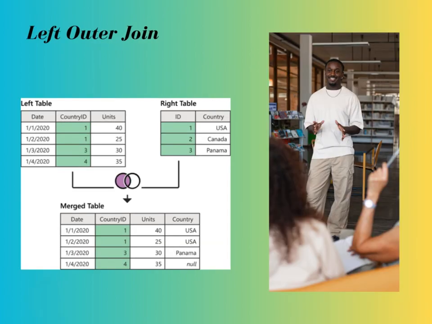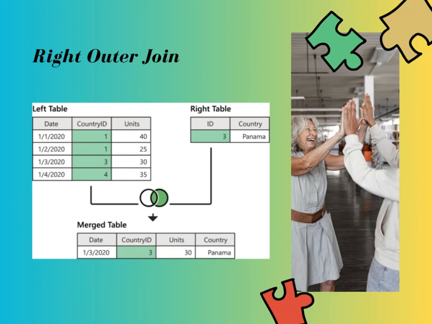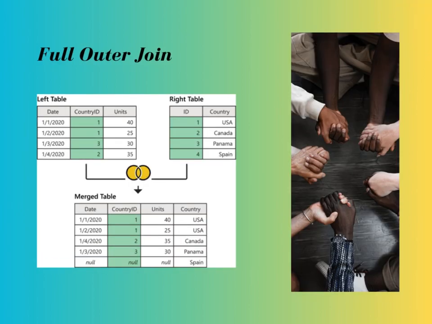Second on the list is left outer join. This returns all rows from the left table and the matching rows from the right table. The next join type is the right outer join. This is the vice versa of left outer join because it returns all rows from the right table and the matching rows from the left table.